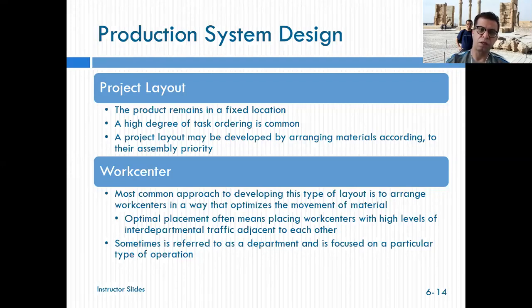The product stays there, and there is a high requirement for people to come in and do these things. The project layout may be developed by arranging the materials according to their assembly priorities. For example, building a plane or a jet is usually at one spot, and the product and the assembly come in there to do that.